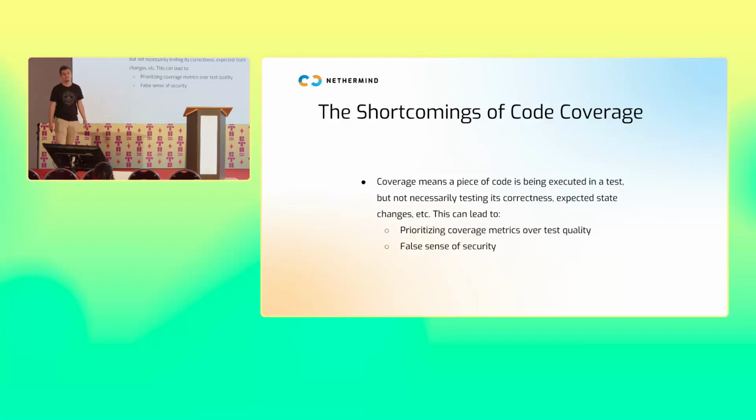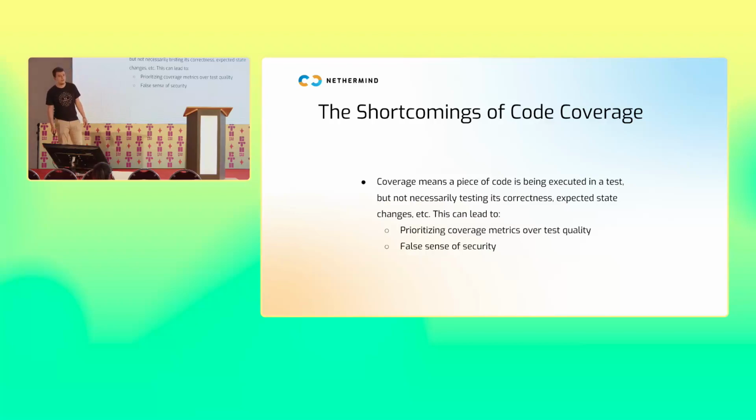Well, code coverage has some shortcomings, and it's basically because a piece of code being covered, be it a line, a branch, etc., doesn't necessarily mean that it is correct or that it is checking the expected state change, that kind of thing. So it's not necessarily checking how correct it is, just that we executed it. And this is problematic for 2 main reasons.